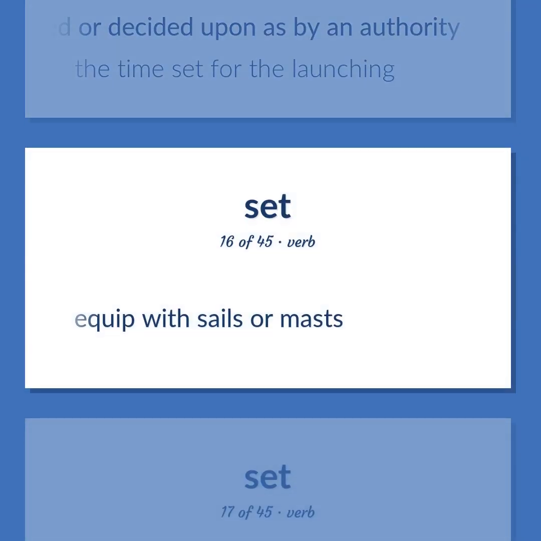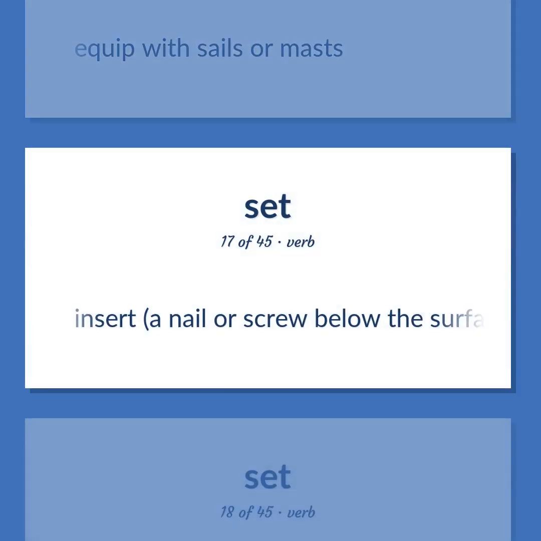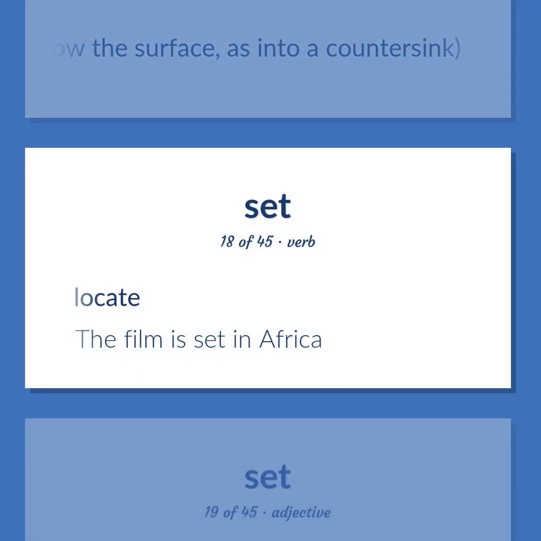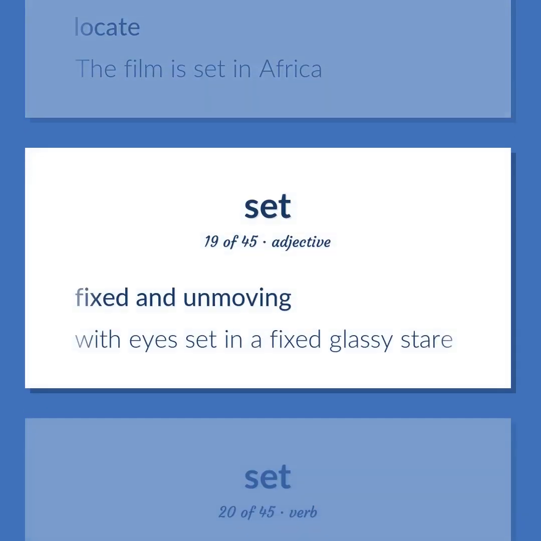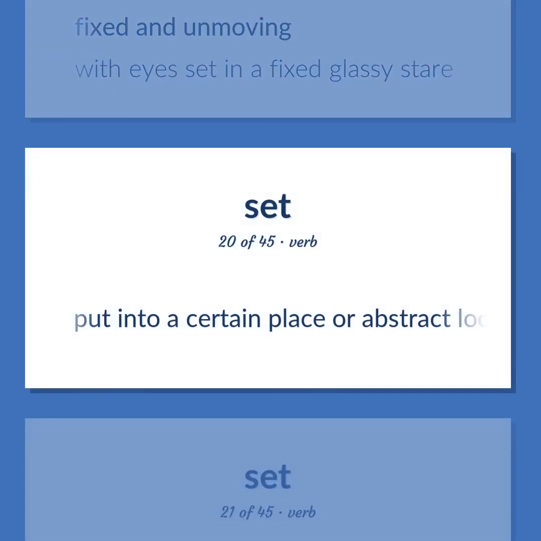Equip with sails or masts. Insert a nail or screw below the surface, as into a countersink. Locate. The film is set in Africa. Fixed and unmoving. With eyes set in a fixed glassy stare. Put into a certain place or abstract location.